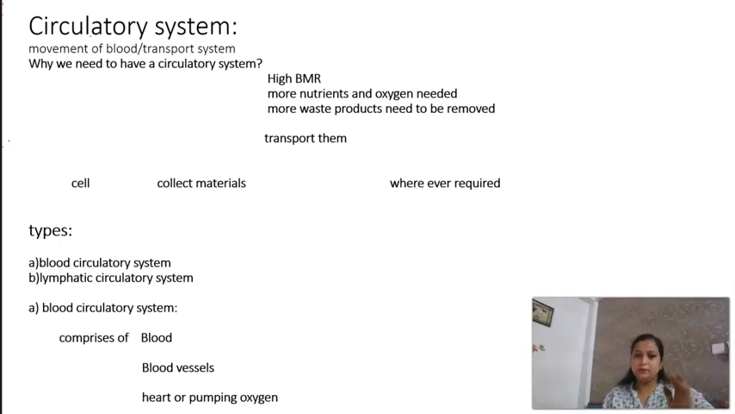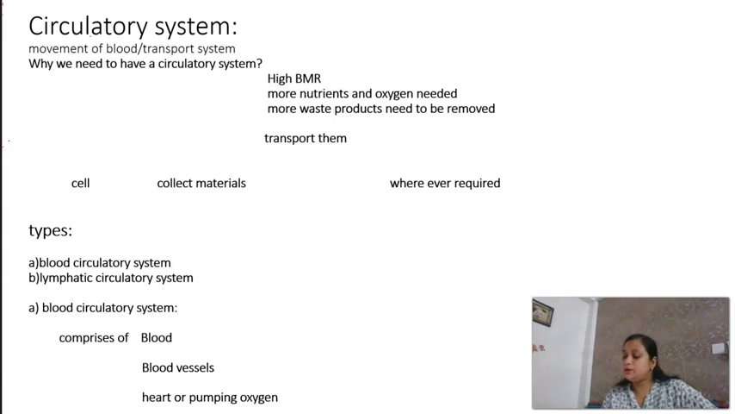Hello everyone. Today we are going to discuss the circulatory system. The circulatory system is a kind of transport system which is mediated by blood, or we may say it's the movement of blood. So material along with blood is moved from one place to another place.